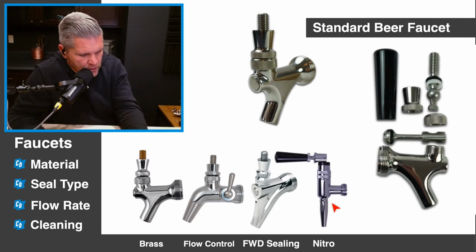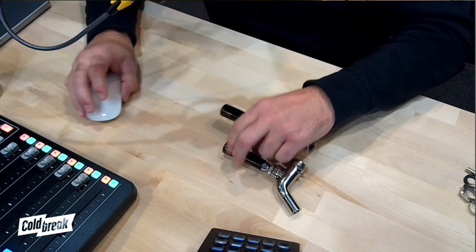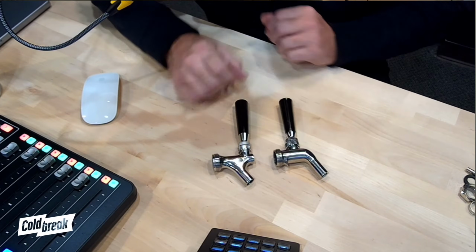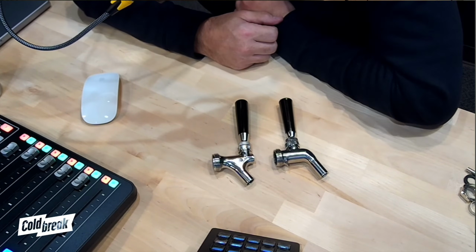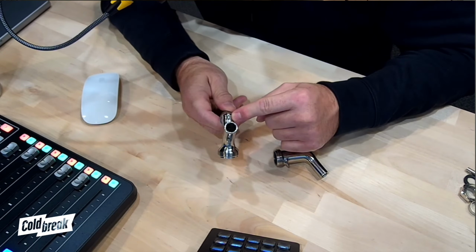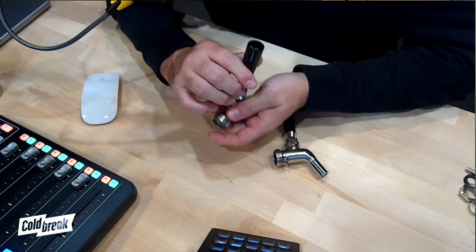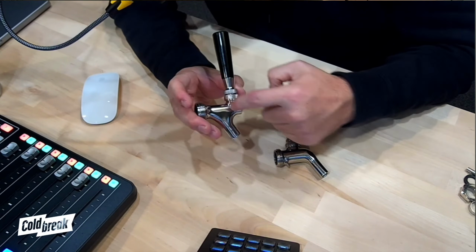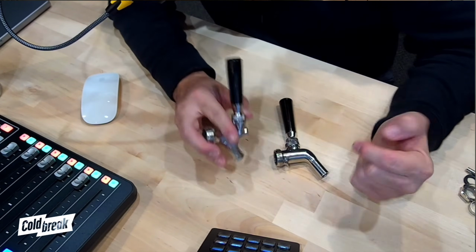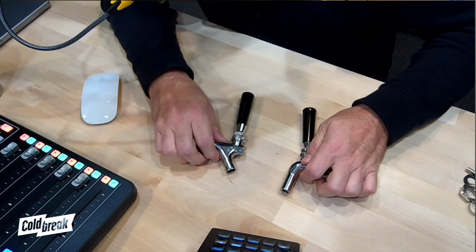So let's go back to my overhead cam here. Here you've got a forward sealing and a standard faucet. These are the two most common faucets that you're going to see. This is called vented because there's actually a tiny little hole in here. As your beer faucet closes, that little hole helps the liquid that's inside here drain a lot faster. These don't have any holes on them because they operate slightly differently.